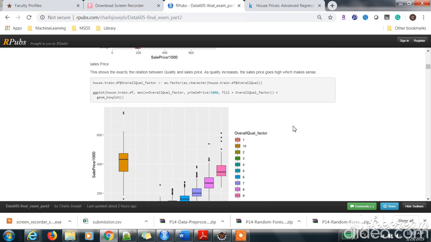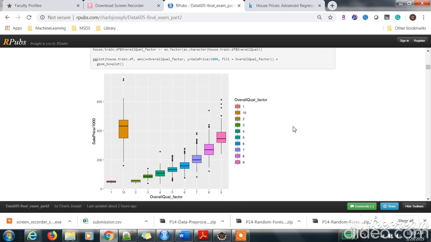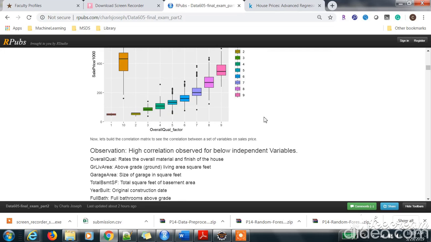And this is the overall quality versus sales price. I can see that when the quality increases, the sales price also increases. So it looks like there is a good relation between sales price and the overall quality.